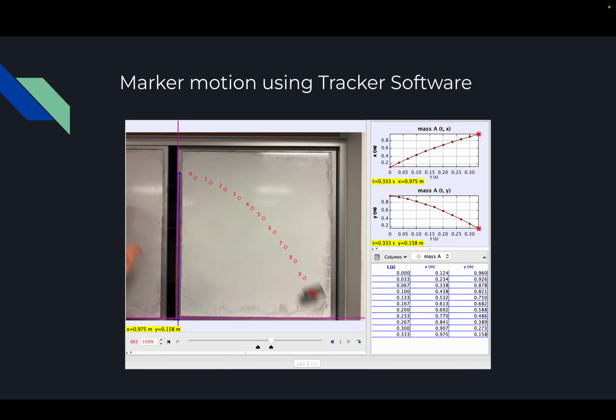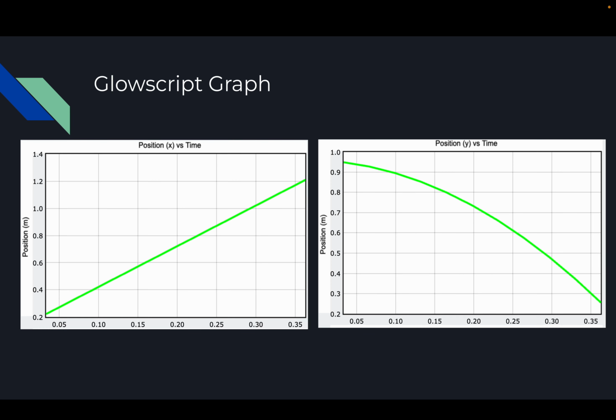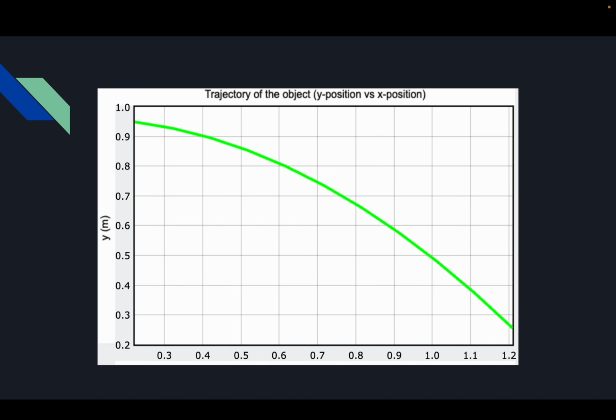Here you can see a screenshot of the Tracker software where we use the center of mass markings to track the duster's projectile motion to create the two graphs you can see on the right. Then, here's the starter code provided for GlowScript, where we modified several of the values and determined both the gravitational force and the drag force, and subsequently the net force to be used for the computational model. Here are the x versus time and the y versus time graphs that were obtained after running the GlowScript program. And here's the computational model of the trajectory of the object that was thrown.